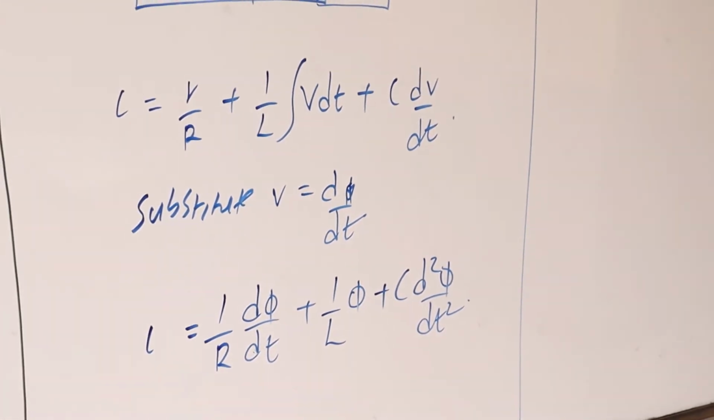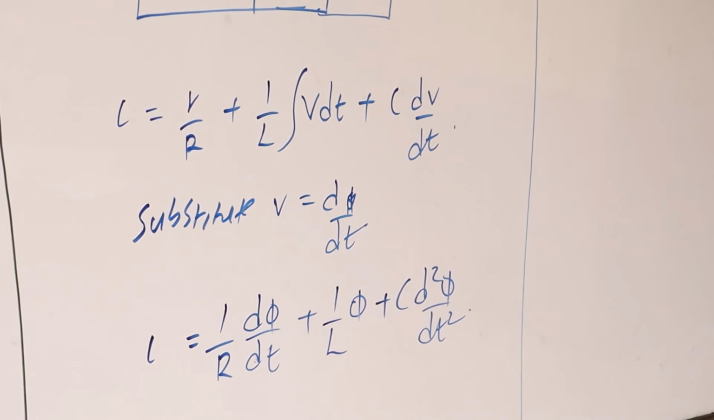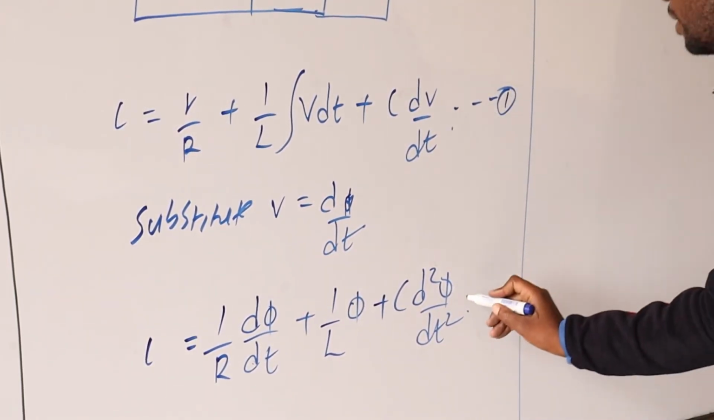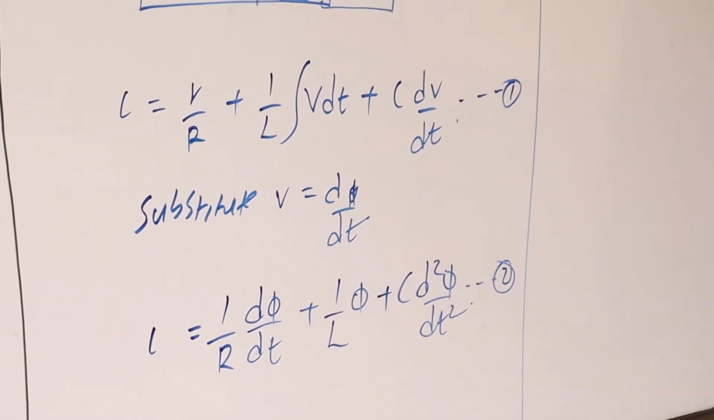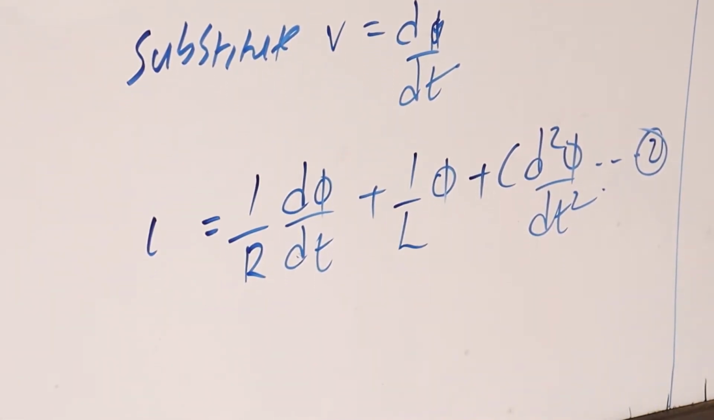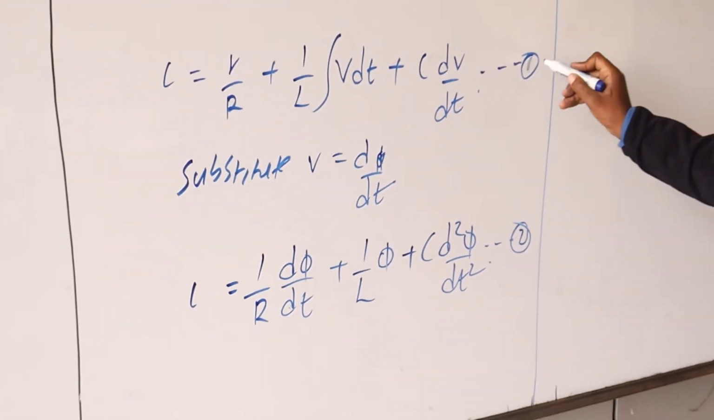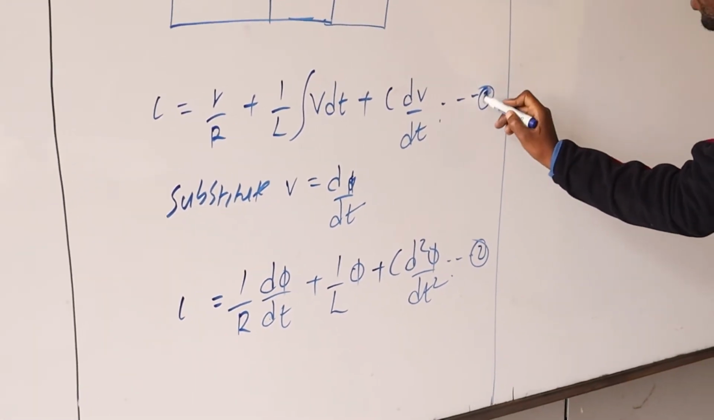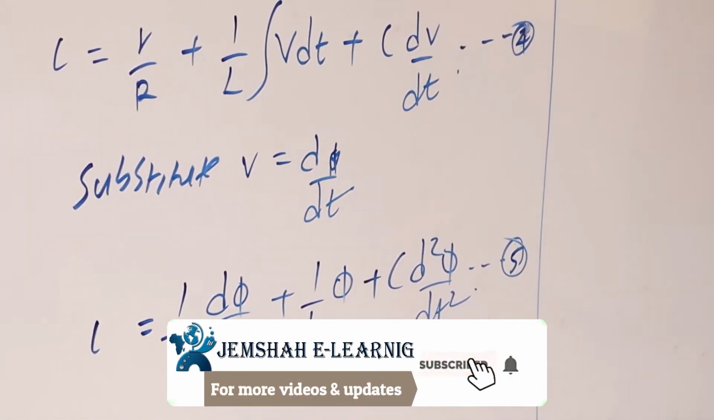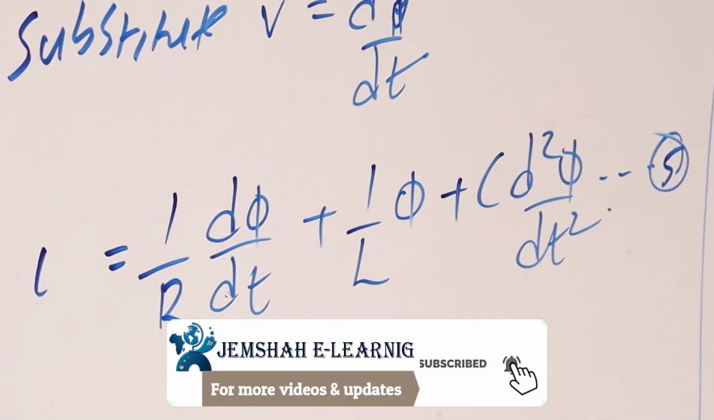And in this case, we can simply say that this one can be our equation 1, this one can be our equation 2, and the other one was equation 3. We can call this one equation 4 because we are still going to compare. So this one we can call equation 5.